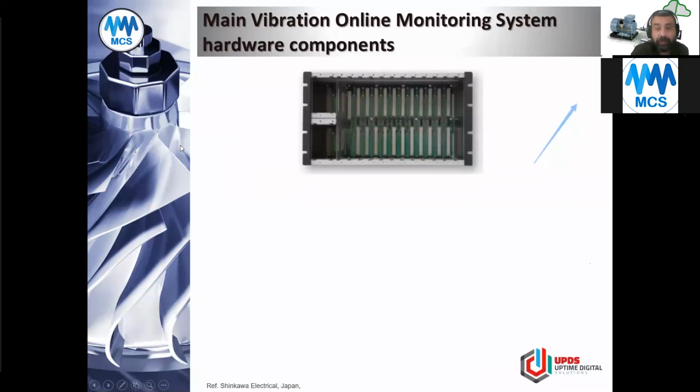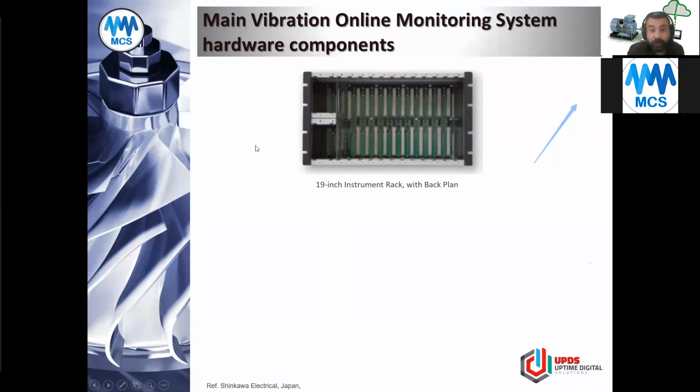Now, the main vibration monitoring system hardware, we call it a rack system. This is very common. It's a 19-inch rack with the backplane. The backplane is like the motherboard of a computer, with slots like in your desktop computer. You slot the module inside, and once it's inside, you need to configure it. You need to put the configuration on it. It's exactly like programming your computer.